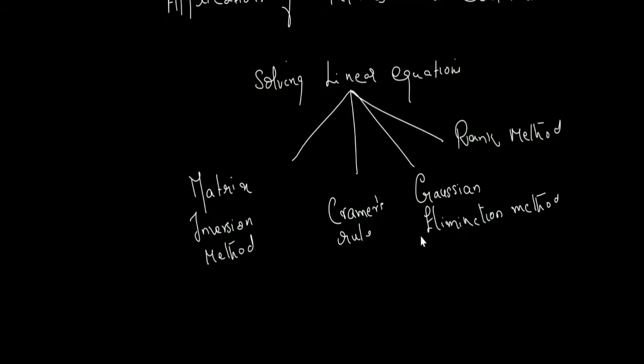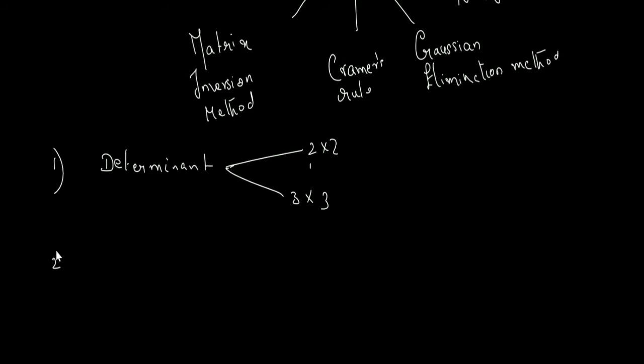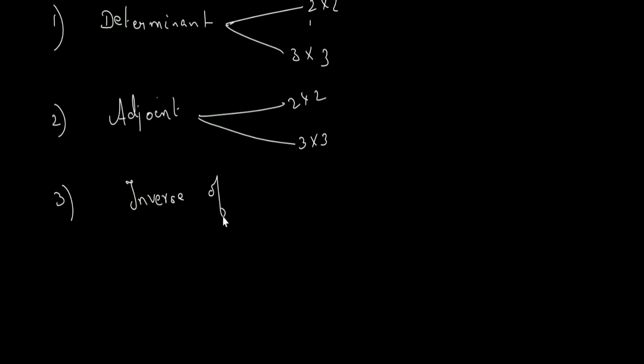Now, before knowing these methods, you should know the basic concepts. The first one is finding the determinant of a matrix, of a 2 by 2 and 3 by 3 matrix. Then the second concept is the adjoint of a matrix, how to find the adjoint for a 2 by 2 and 3 by 3. Then third is the inverse of a matrix.